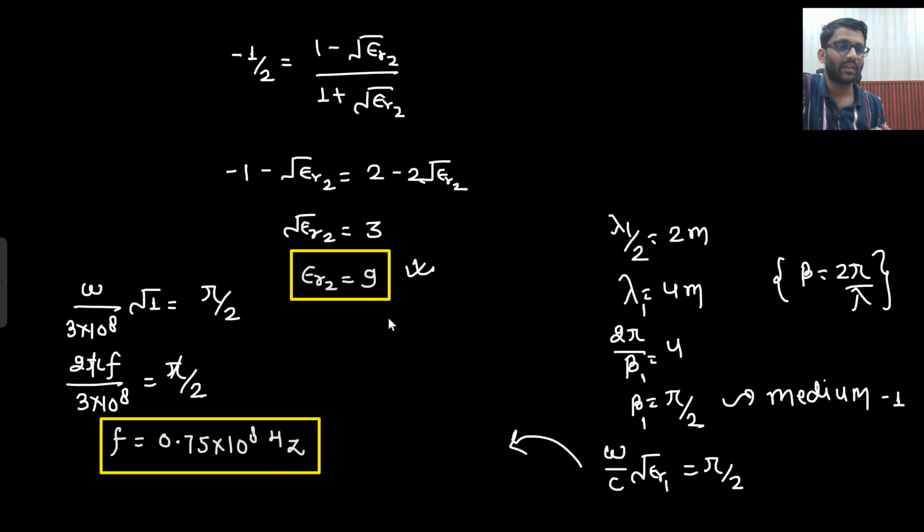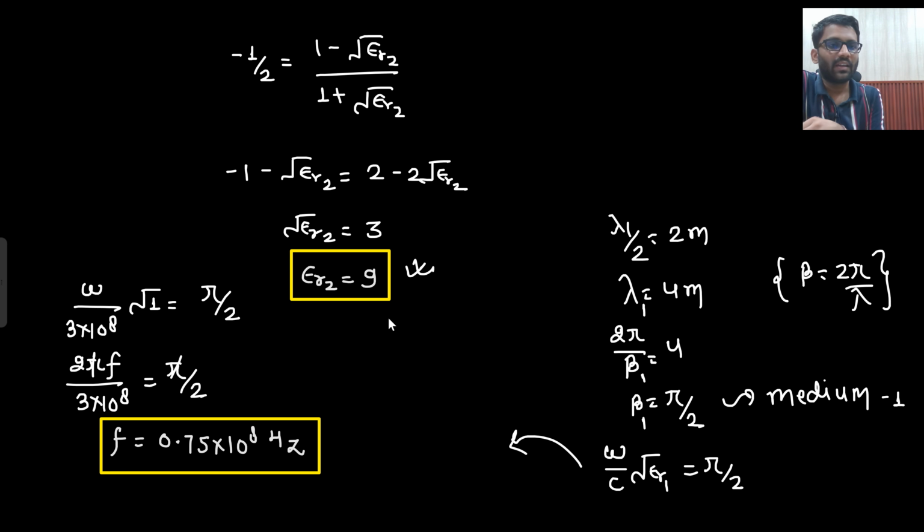But if I need to calculate the frequency of wave propagation, for that I have the value of lambda 1 by 2, which is equal to 4 meter. So from there beta 1 comes out to be pi by 2. Now that is equal to omega by c under root epsilon r1, but the epsilon r value is 1, not 9. Why is that so? Because we are calculating it for medium 1. So that is your 0.75 into 10 to the power 8 hertz.